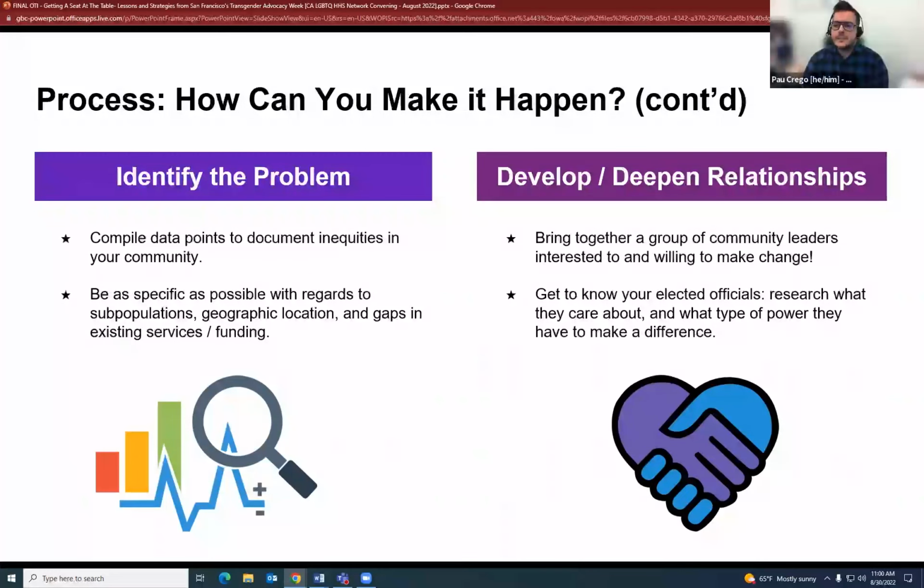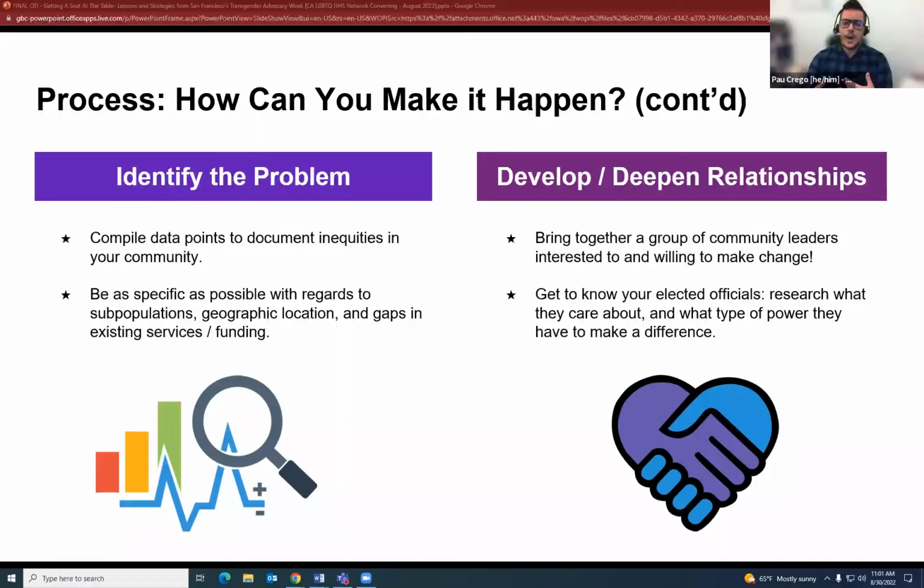So in terms of identifying the problem, some of the things that we have seen have been super helpful for us are, when we speak to elected officials, we want to create a good balance of providing data to be able to show that the issues that we're talking about are not just individual to one person or a few people in our community, but that this is a widespread issue, a widespread inequity in our community. So compiling that data really helps document how serious of an issue this is for our community.